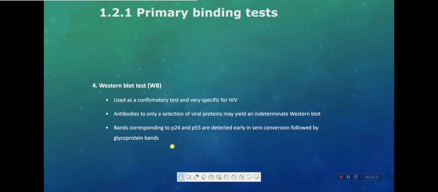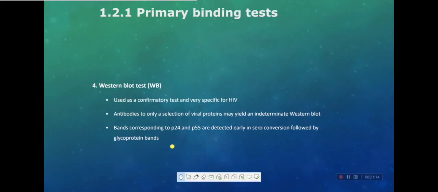Now talking about the western blot. Western blot is generally used as a confirmatory test, and it is very specific for the HIV test. In the case of HIV, it is a confirmatory test and it is very specific. It separates the blood proteins and detects the specific proteins that indicate an HIV infection, right? So the western blot test is typically used to confirm a positive HIV diagnosis.